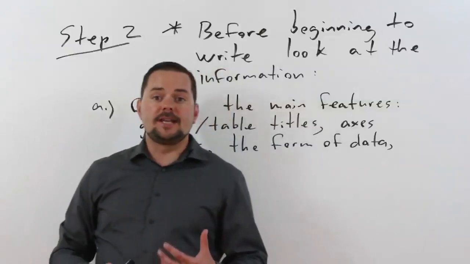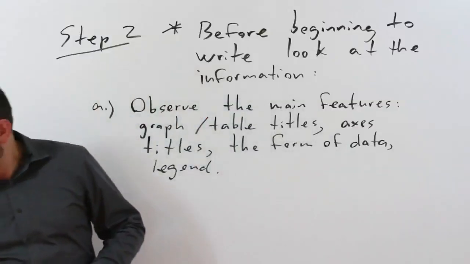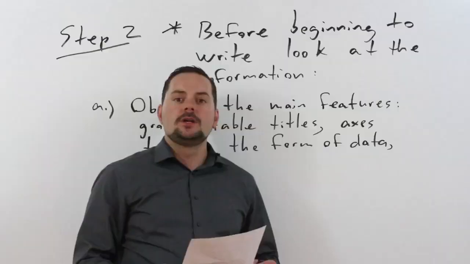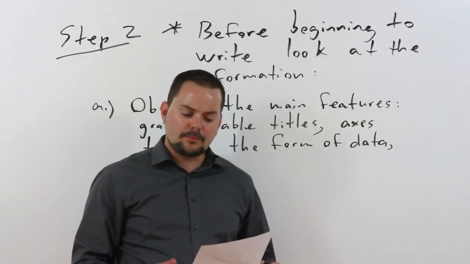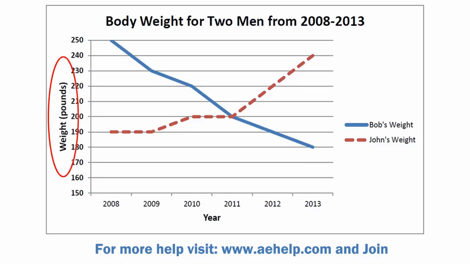So let's have a look at our example and see what kind of features this line graph and table indicate. When we look at the first line graph, we notice the big bold letters at the top, body weight of 2 men from 2008 to 2013. So this is a 5-6 year period, which is approximately half a decade. Decade is 10 years. The y-axis, so that's the vertical axis going up and down. We see the weight in pounds. It begins at 150 and goes all the way to 250 pounds.